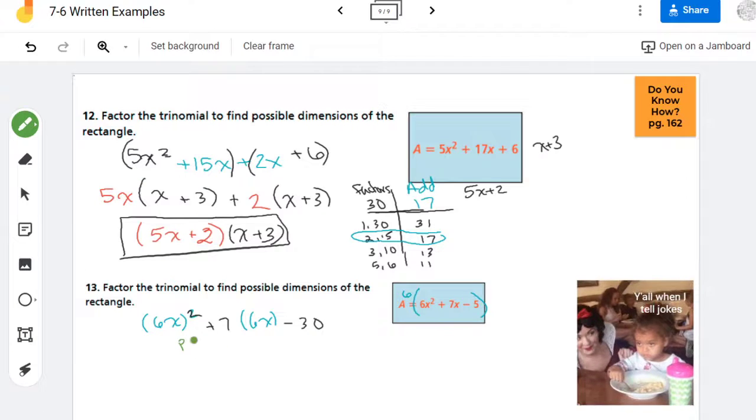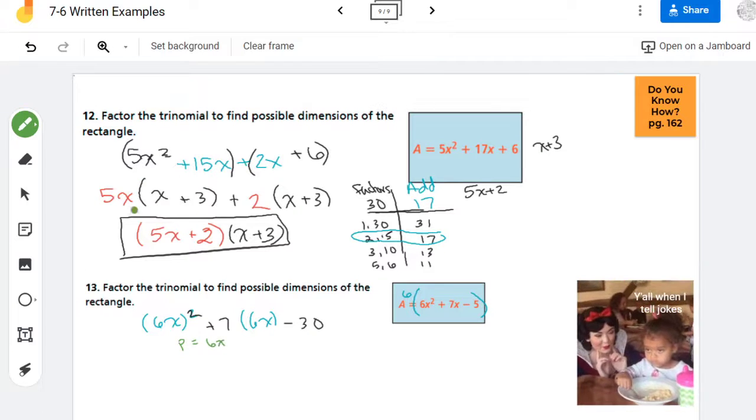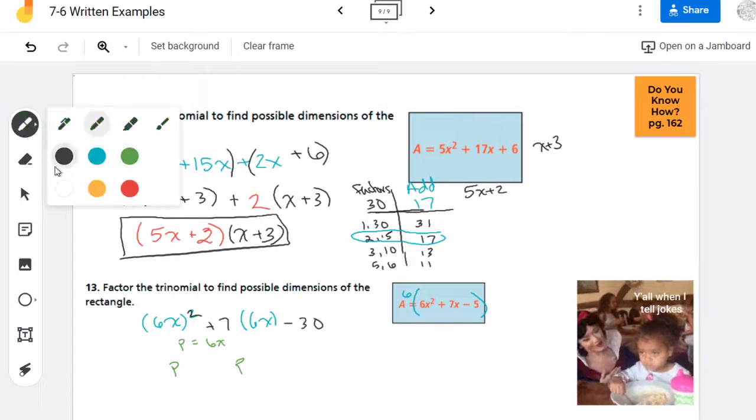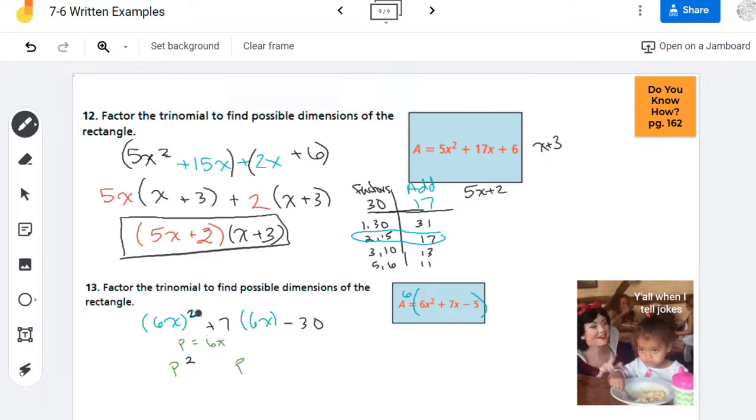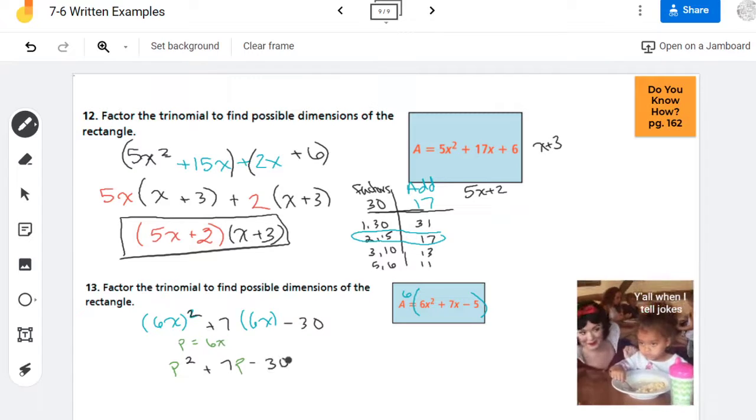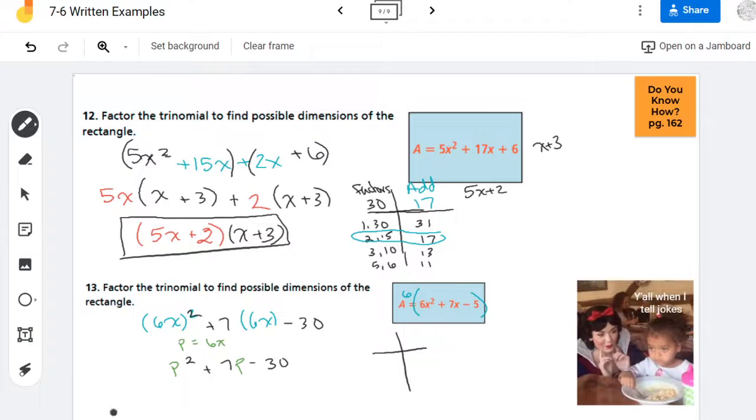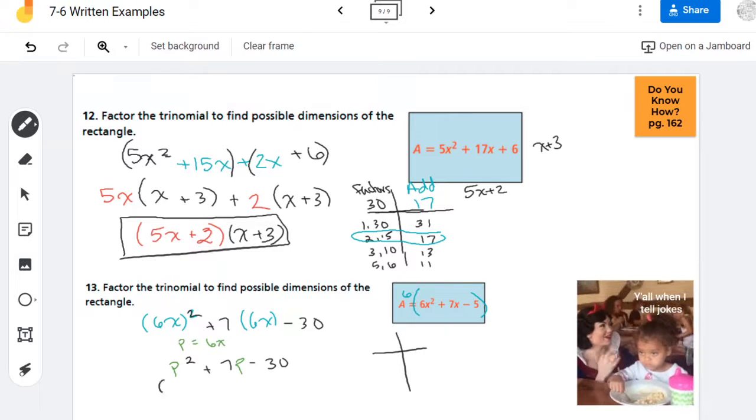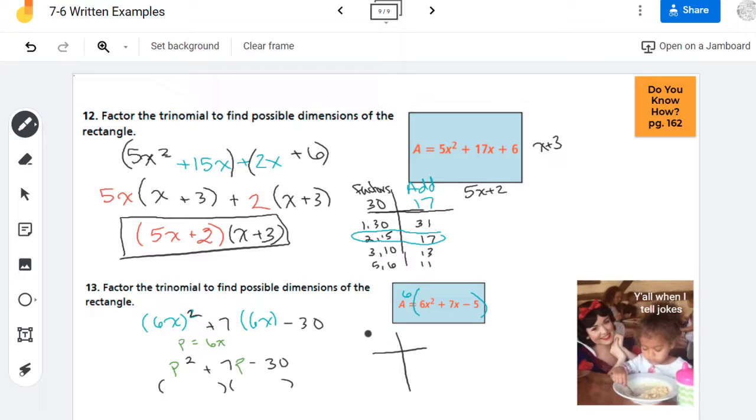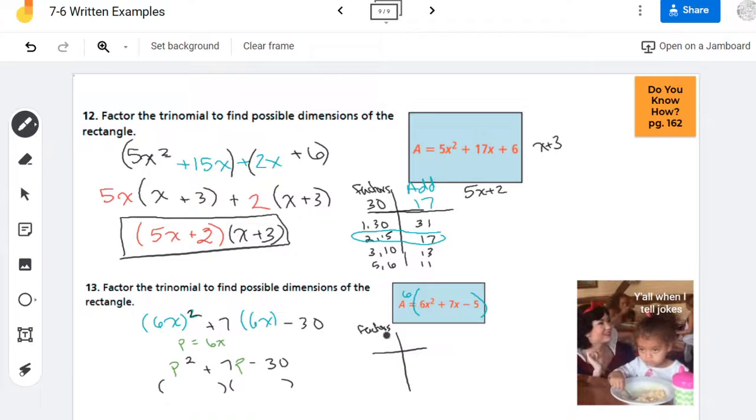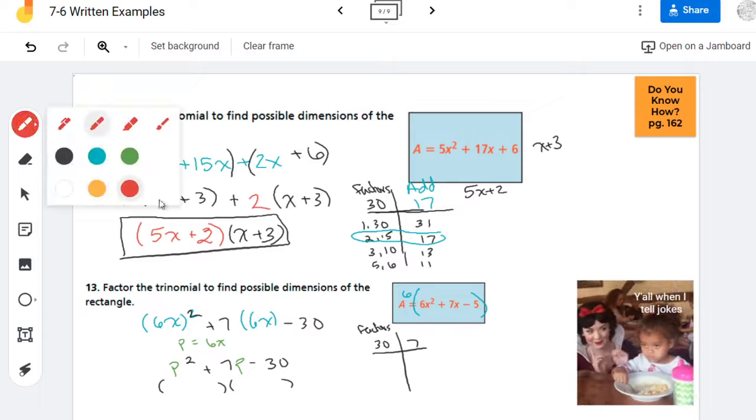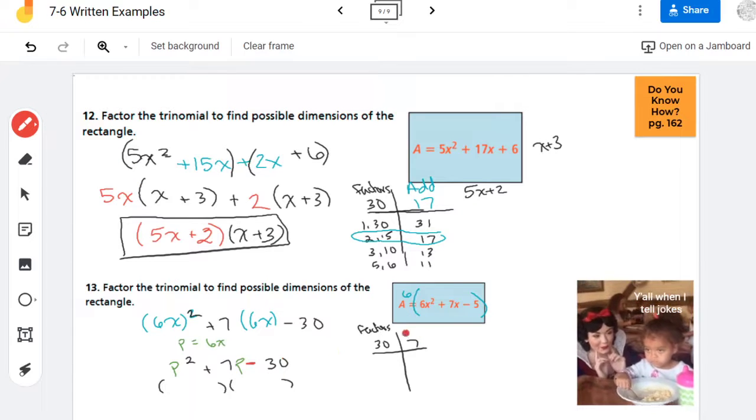And then I'm going to say, well, p is the same thing as 6x, so I'm going to replace these with p's. So I have p squared plus 7p minus 30. And now I can factor that using double bubble. So I'll be finding the factors of 30. And that second sign's a minus, so I'll be subtracting to make 7.